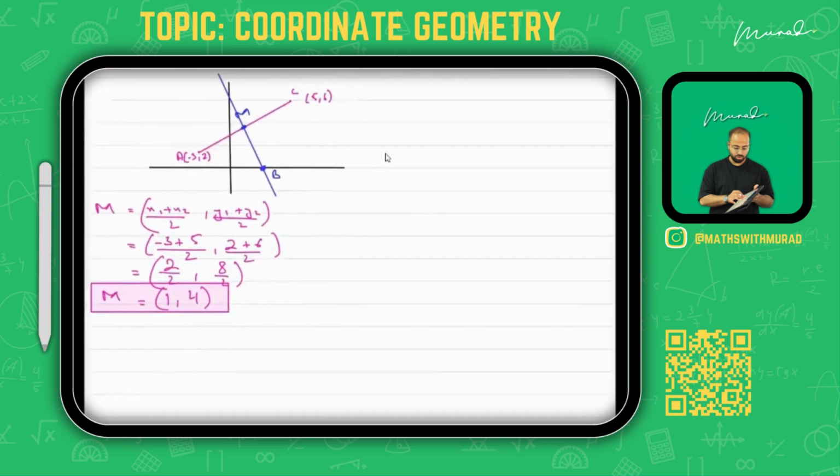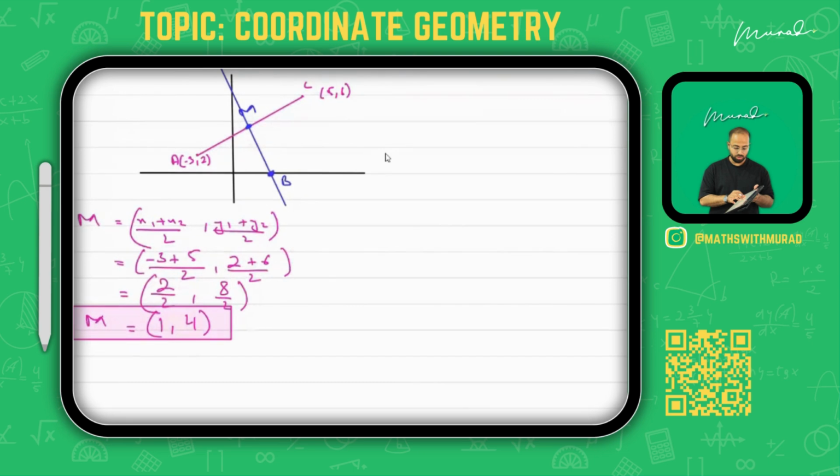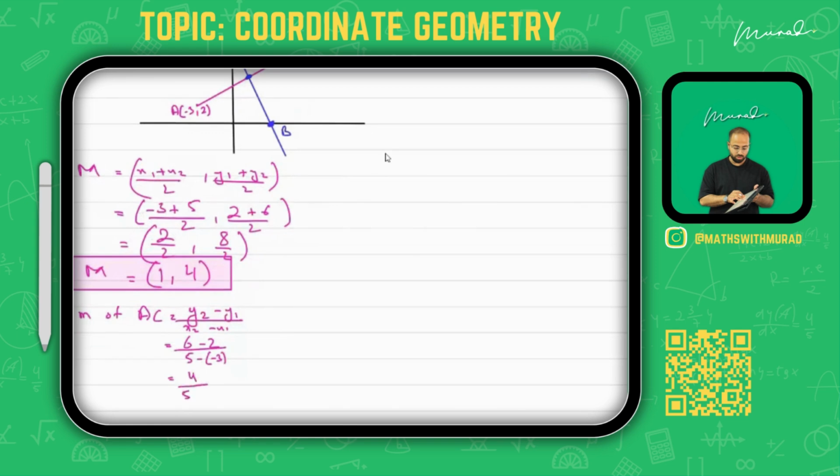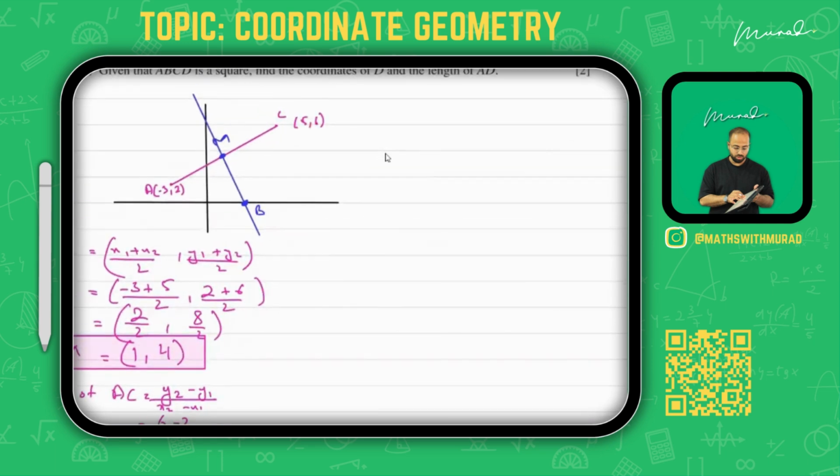After getting the midpoint, because I need the equation, I need the gradient of this line also. So I'll figure out the gradient of AC. I'll use the formula (y2 minus y1) upon (x2 minus x1). The value is 6 minus 2 over 5 minus 3, which is 4 upon 8, and this will become 1 upon 2. This is the gradient of the line AC. For the blue line, you already know the gradient is going to be -2, right?